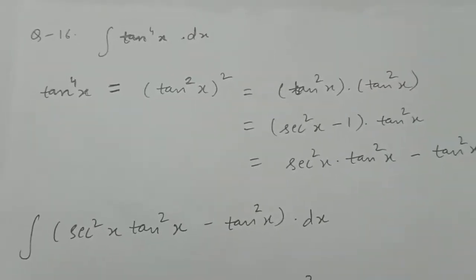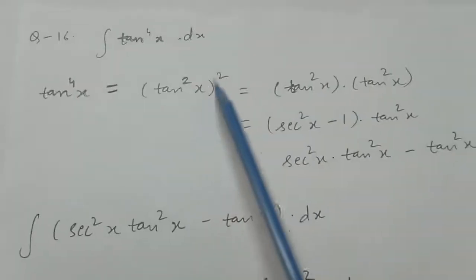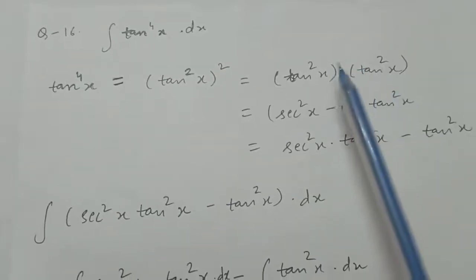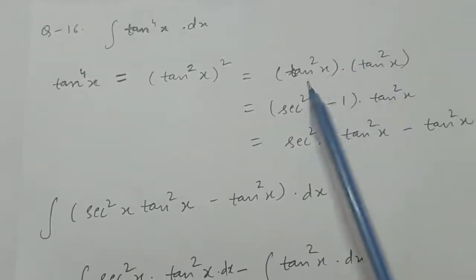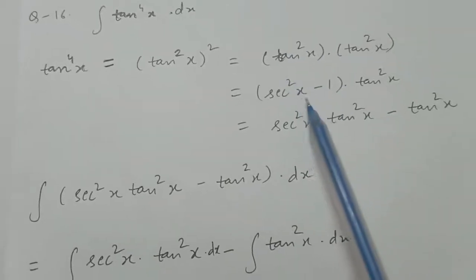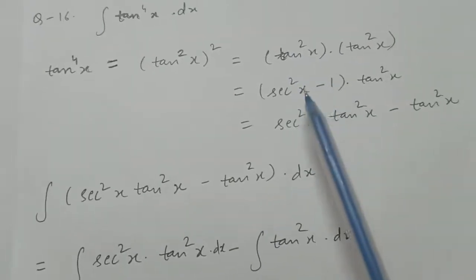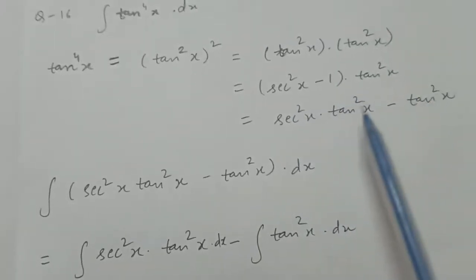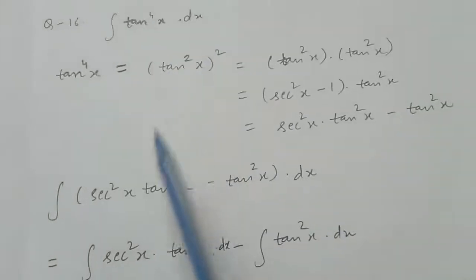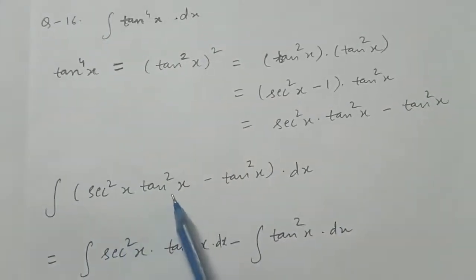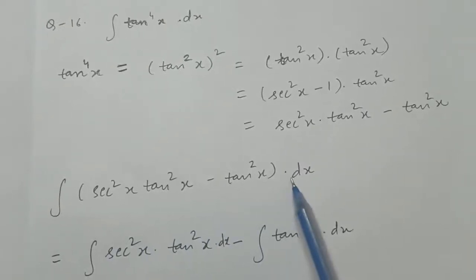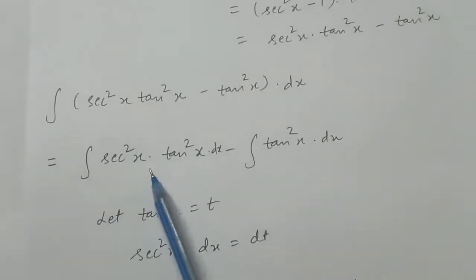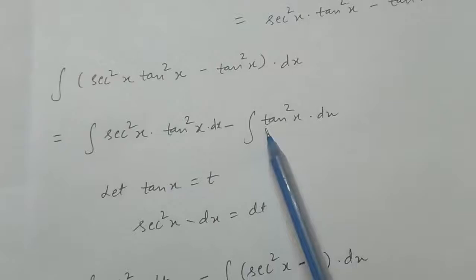Now see, we will write this tan x raised to the power 4 as tan square x whole square, that is tan square x into tan square x. Now keeping 1 tan square x as it is, this tan square x can be written as secant square x minus 1. Now multiply secant square x into tan square x minus tan square x. So this integral will now become integral of secant square x into tan square x minus tan square x into dx. Now this is equal to integral of secant square x into tan square x minus integral of tan square x.